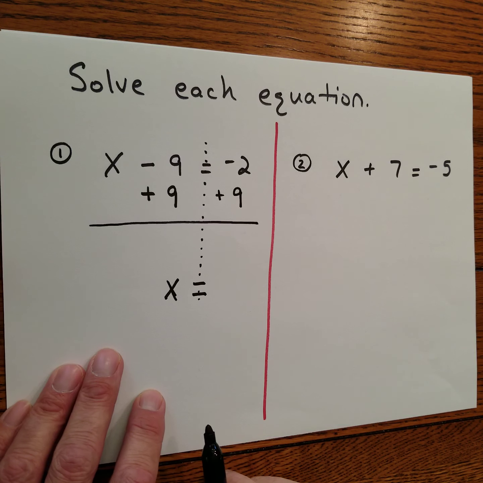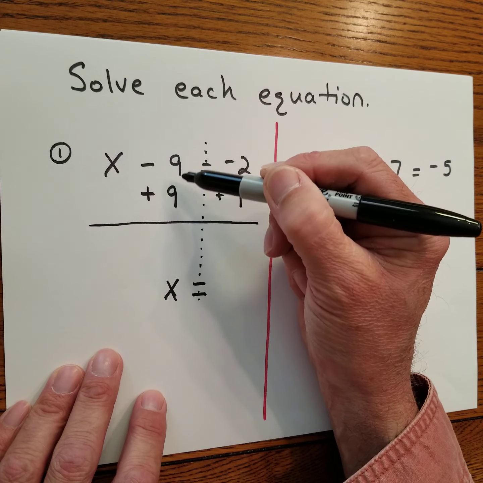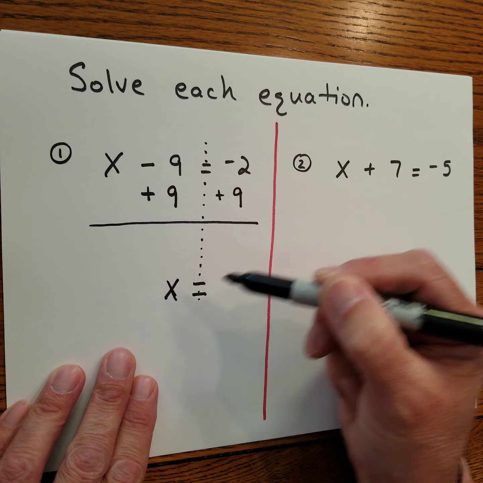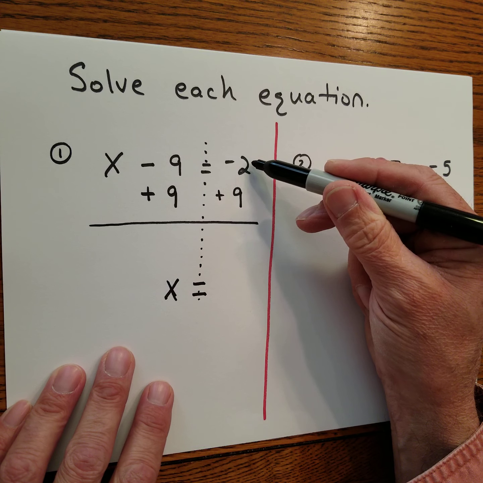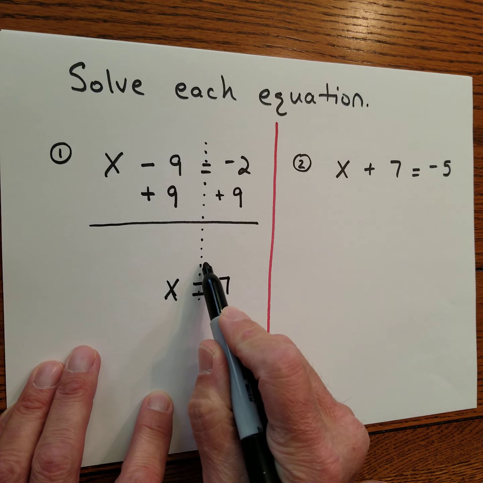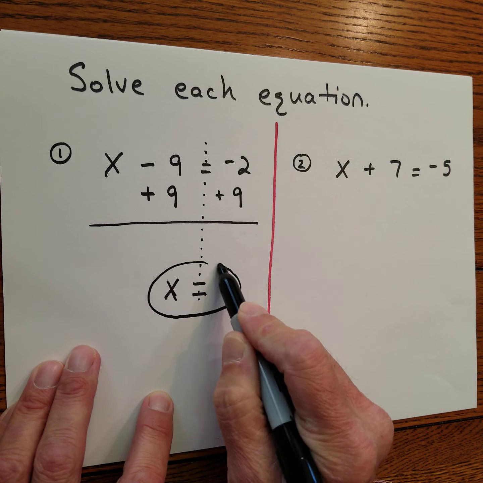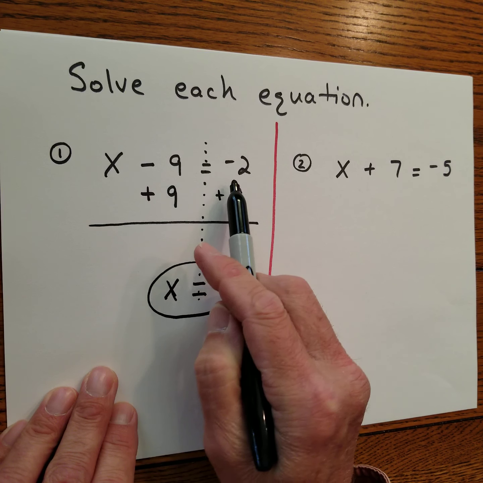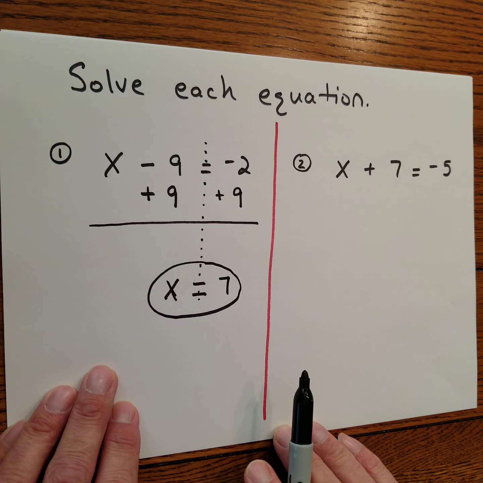Now watch how nice this is. When I combine -9 and +9, I get 0 plus x. On this side of the fence, combining -2 and +9, I get a +7. 7 is the number that if I subtract 9 from it, I end up with -2.